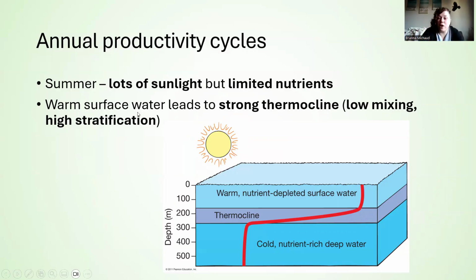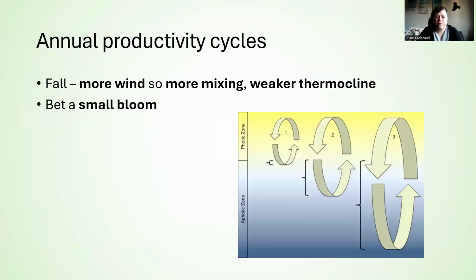Also, there's a pretty strong thermocline, right? Because you're heating up the surface of the water and then the lower water is cold. And so there's not much mixing. There's a high level of stratification. So those deep nutrient rich waters are not getting mixed up back to the surface. So even though there's lots of sunlight, there's pretty limited nutrients. So you get some productivity, but not super high productivity in the summer.